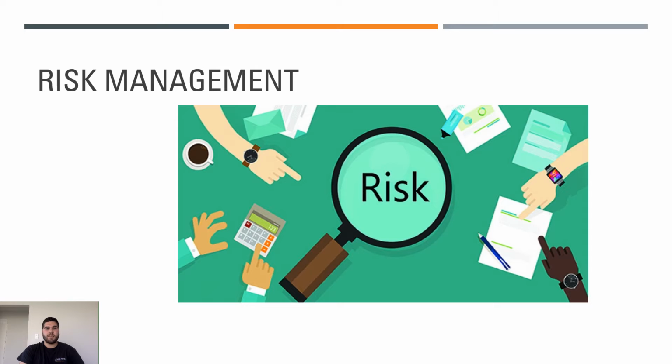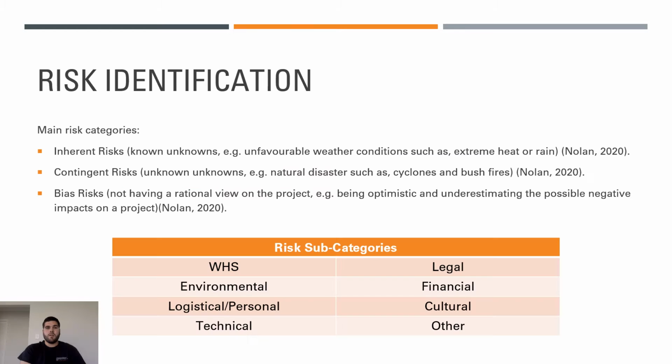The risk management plan consists of the identification of potential project risks, detailed analysis of risks identified, and risk mitigation tools and techniques, which are subsequently all collated and logged into a risk register. For this project, the risks were initially identified in three main categories: inherent risks, contingent risks, and bias risks. These risks were further categorized into 8 categories, as depicted in Table 1.